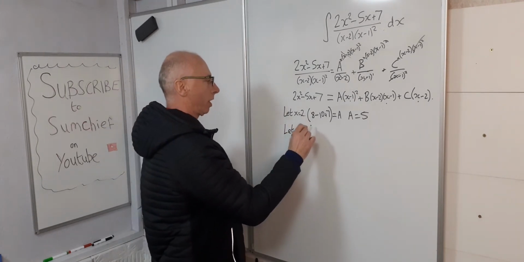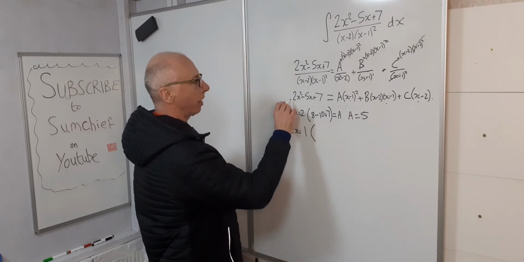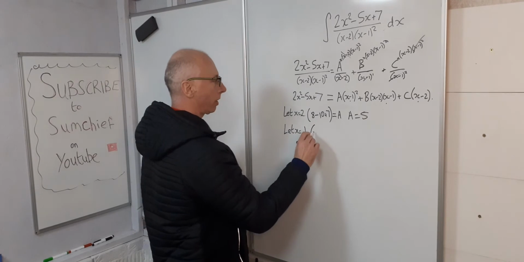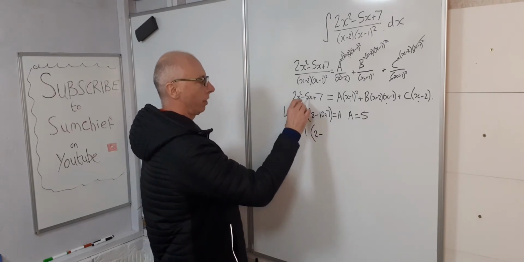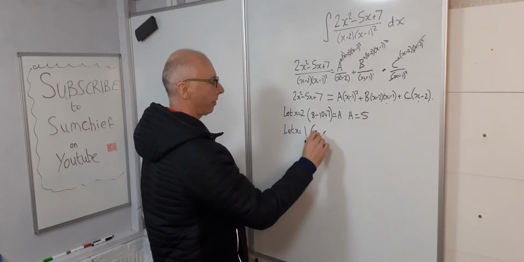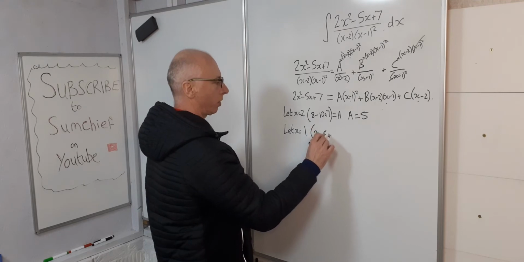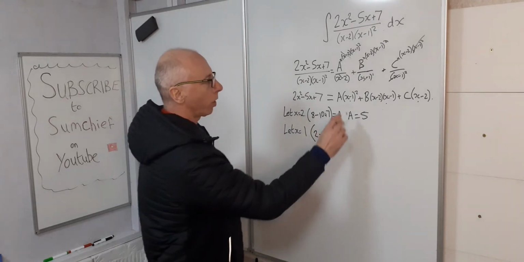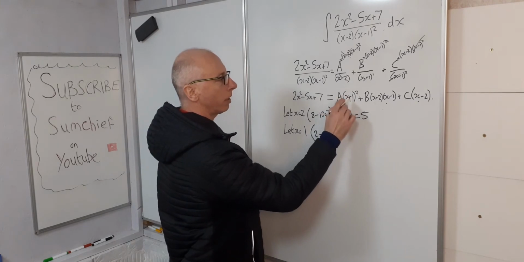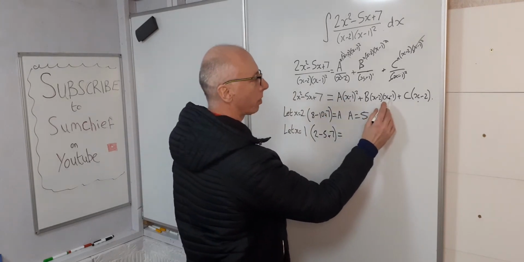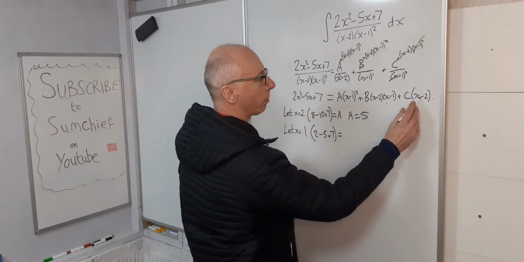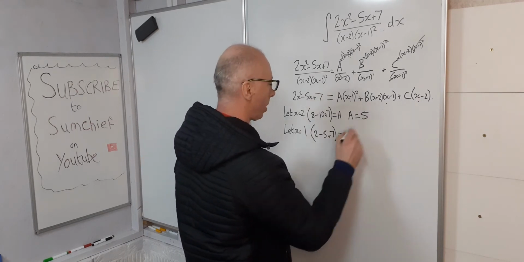Okay, so what this leaves us with now, plug in 1 into all this equation. 2 times 1 squared is 2, minus 5 times 1 is 5, plus 7. Okay, plugging 1 into here, this term disappears. 1 in here, that becomes 0. This term disappears. Plugging 1 here, 1 minus 2 is minus 1, so we're left with minus C.